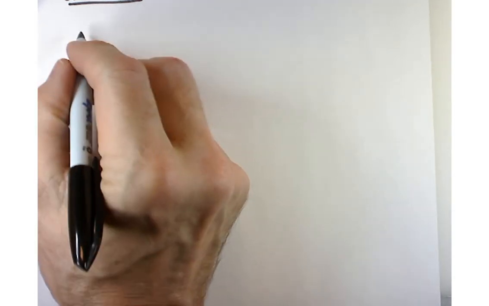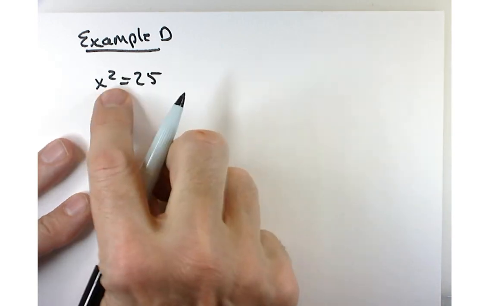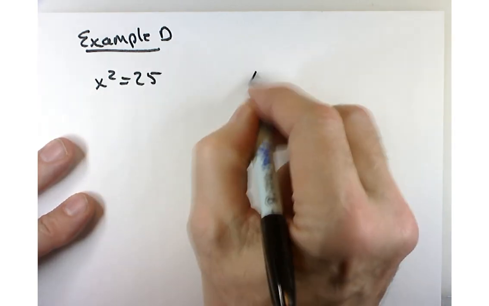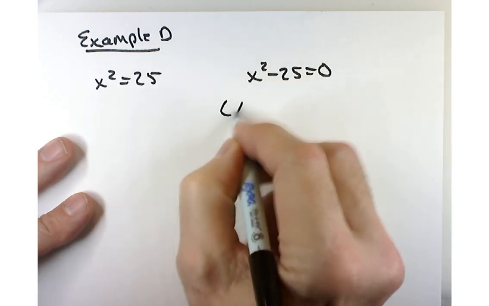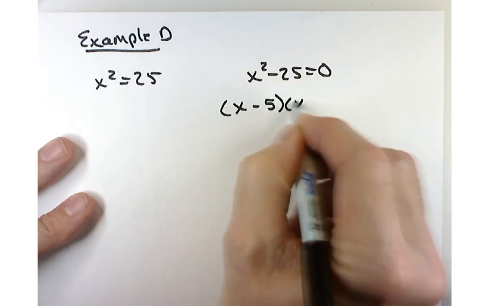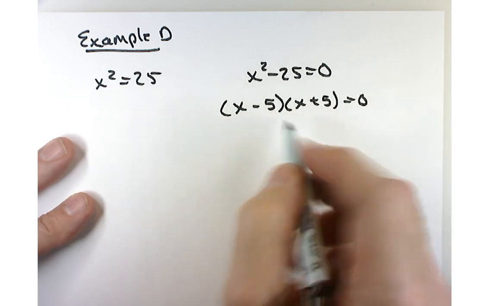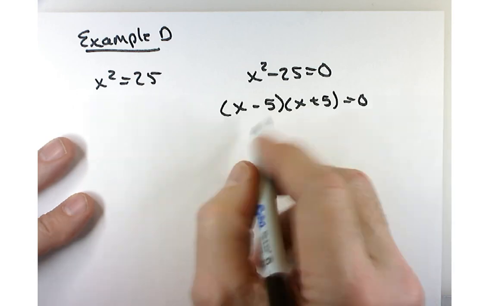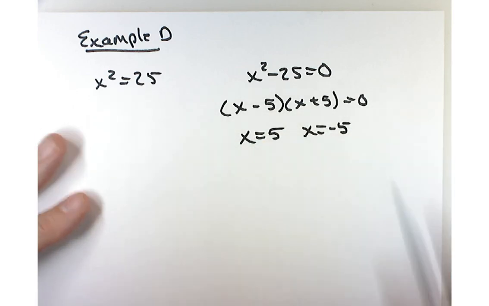Example D, we're going to start out with kind of a nice one. X squared equals 25. Now you could solve this quadratic equation by factoring. You could go x squared minus 25. I wouldn't copy this down. It factors because it's the difference of squares. What two solutions do I get here? X equals 5 and x equals -5. Good.